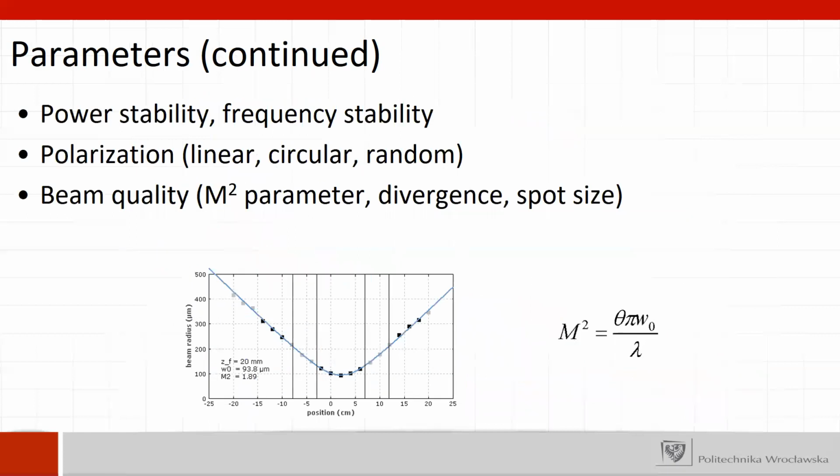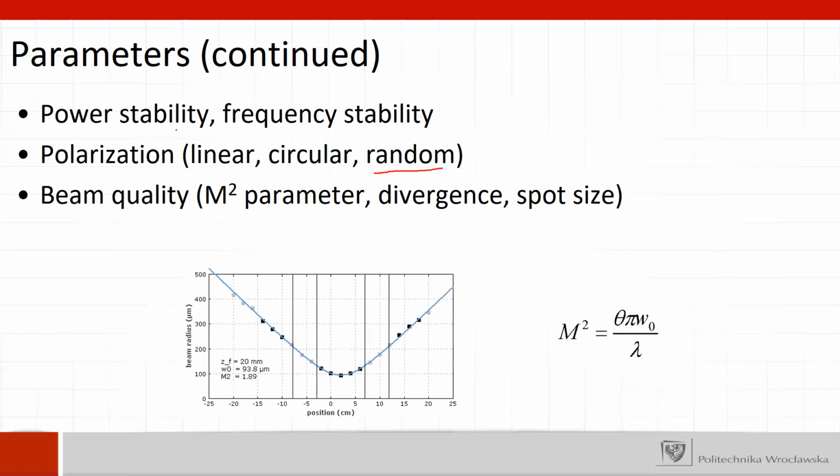We have some more, we can define more general parameters of lasers, like power stability or frequency stability, that describe the variation over time and the stability. So we use some statistical measures to define the stability, like RMS or whatever. We also define the polarization, so we can have a linear or circular or just random, which just means in general elliptical polarization.